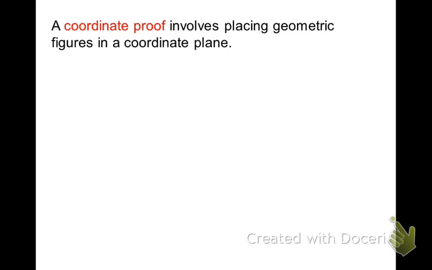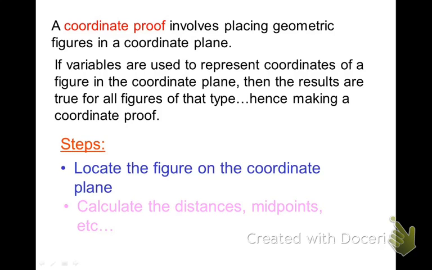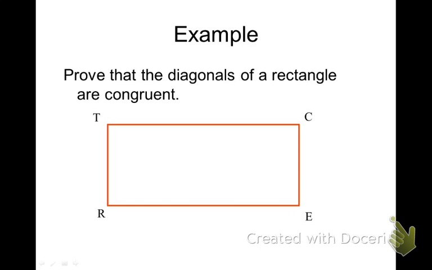Coordinate proof is going to involve taking an object and putting it in the Cartesian plane and then using formulas to calculate distances and then explain what you find. So coordinate proofs are kind of nice if you like to use formulas. So here we have a problem that says we want to prove that the diagonals of a rectangle are congruent, and we're going to do a coordinate proof on this.